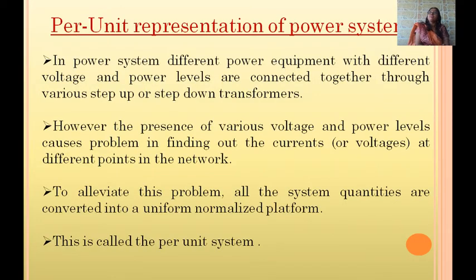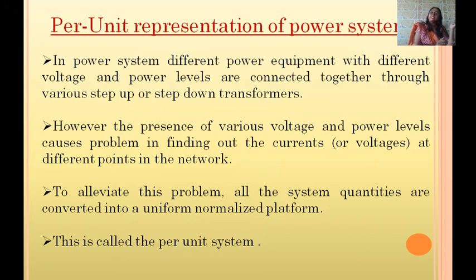Power system contains different equipment: generator, transformer, transmission line, step up transformer and step down transformer. All these equipments are connected in a line. Now these equipments work at different voltage and current levels. Generation is at 11 kV, transmission is at different voltage levels, 220, 440 kV, and distribution at 11 kV, 33 kV. So we know all these power system equipment work at different voltage and current levels.